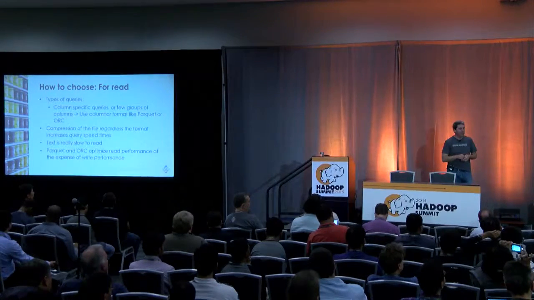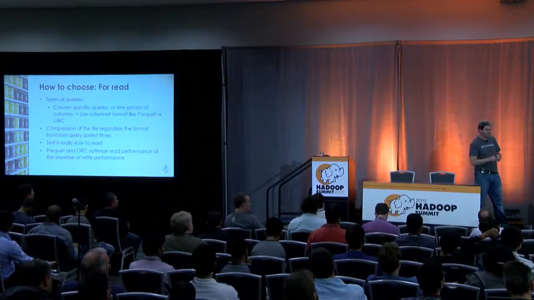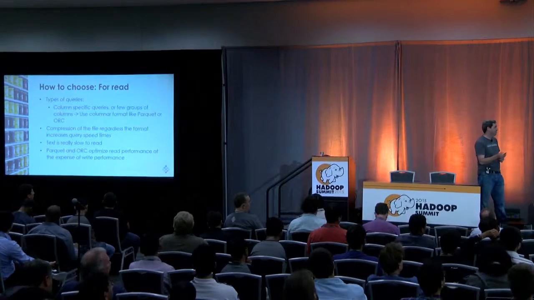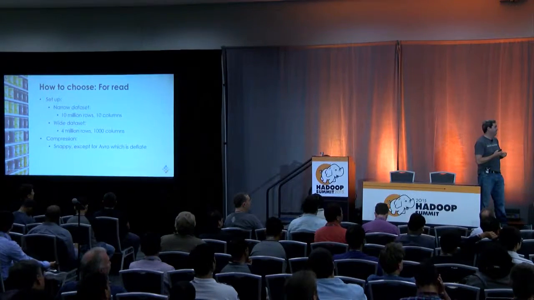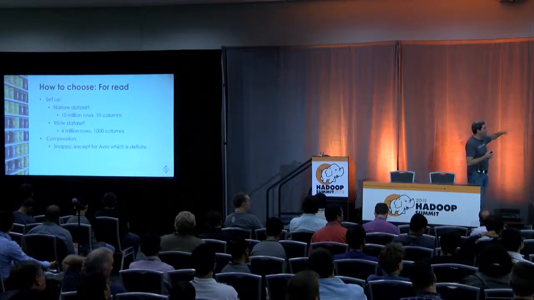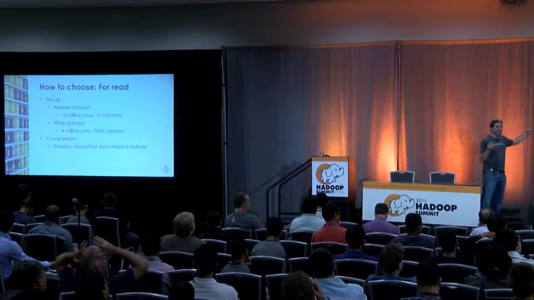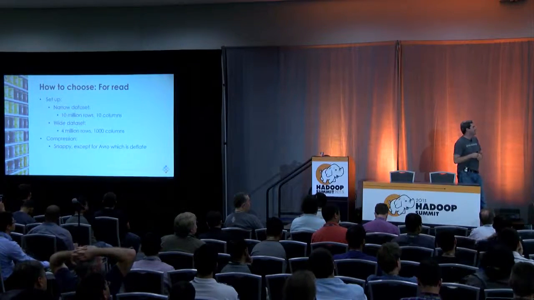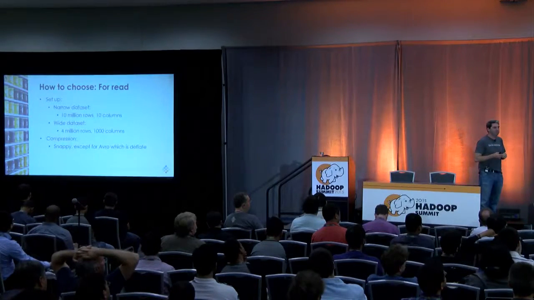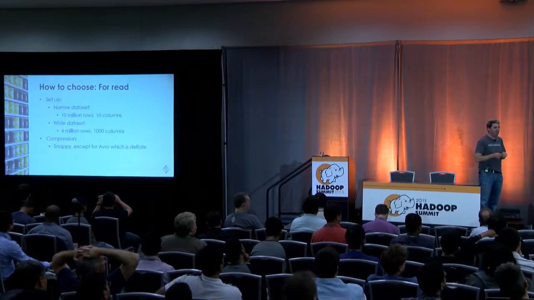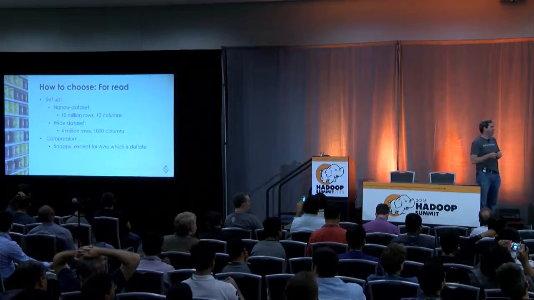And as I said before, Parquet and ORC sacrifice write for read. And let's see that. This is the setup that we use for the read. Narrow data set, 10 million rows, 10 columns. So think of this as an access log file, which is what our basis was. This is the wide data set file, 4 million rows, 1,000 columns. And this actually came from one of our clients we were doing some work with. And in actual fact, it was just over 1,000 columns.